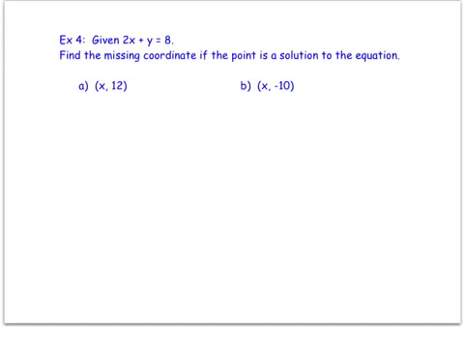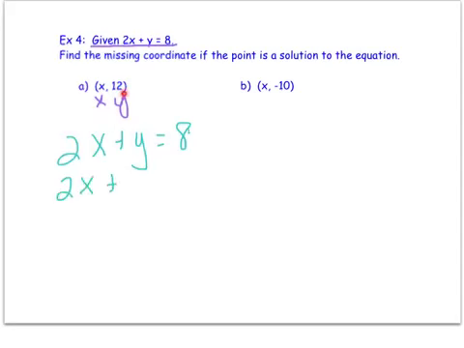Alrighty, we're going to label x and y. That's an ugly x, sorry. Okay, this time it gives us our y. So given 2x plus y equals 8, I'm going to say 2x plus, do I know my y? Yep, my y is right here. So I'm going to say 2x plus 12 equals 8.